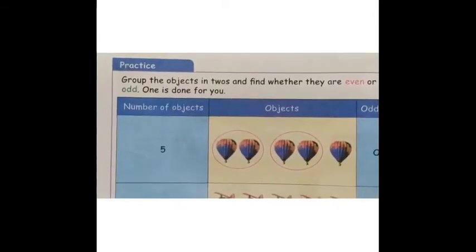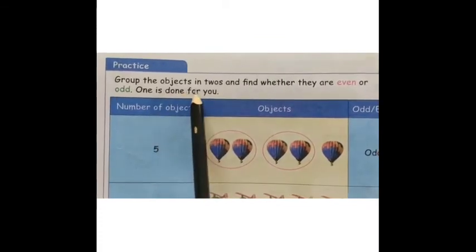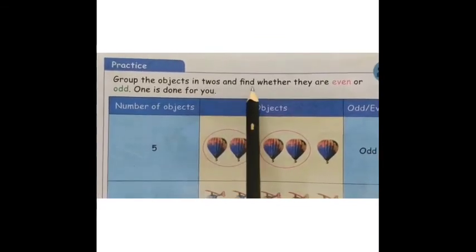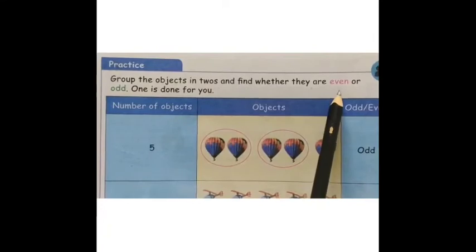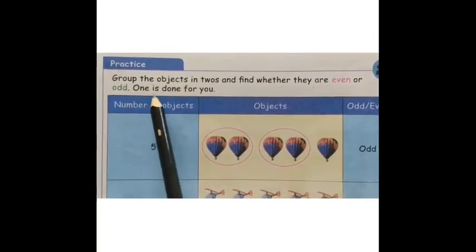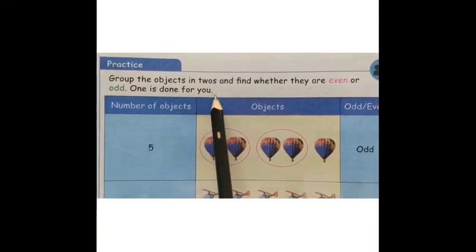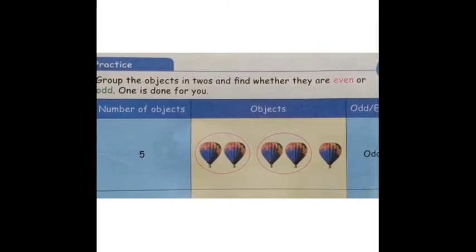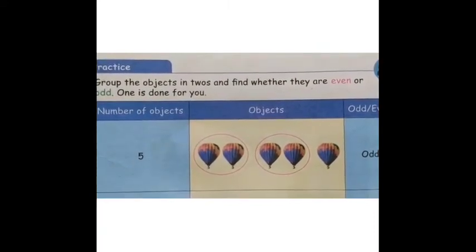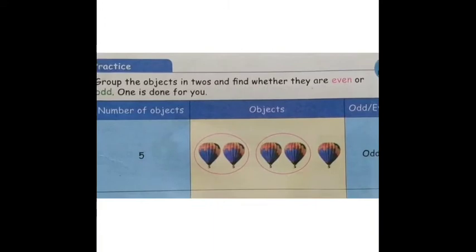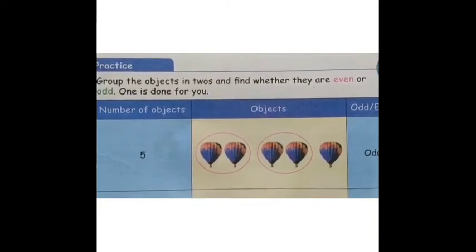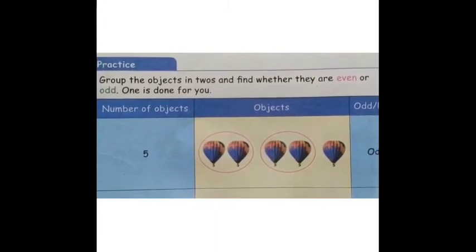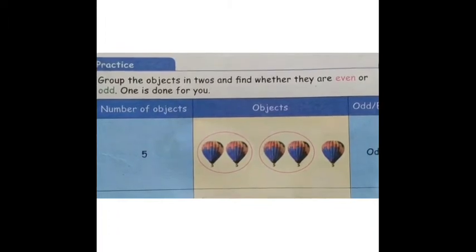Children, next let us see. Group the objects in twos and find whether they are even or odd. One is done for you. Children, remember, if there is a pair, then it is an even number. If the pair is not complete, it is an odd number.